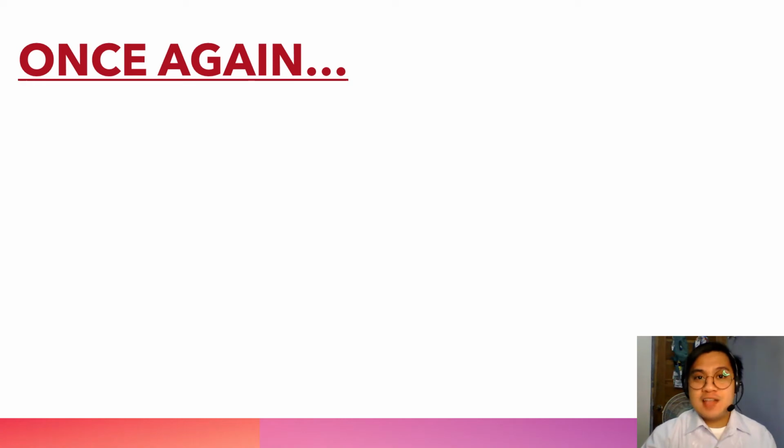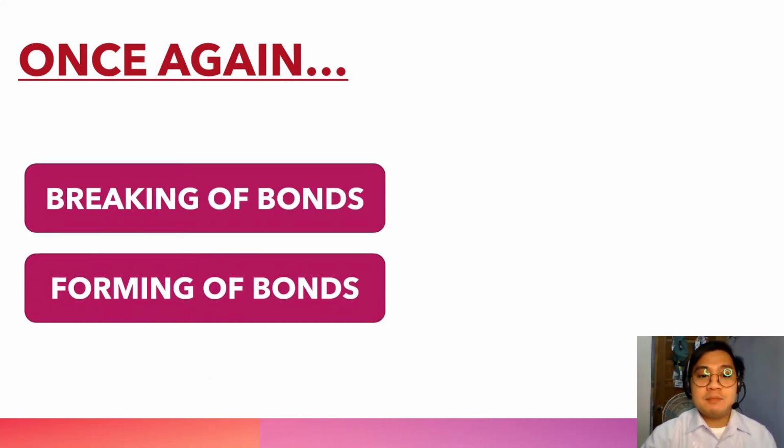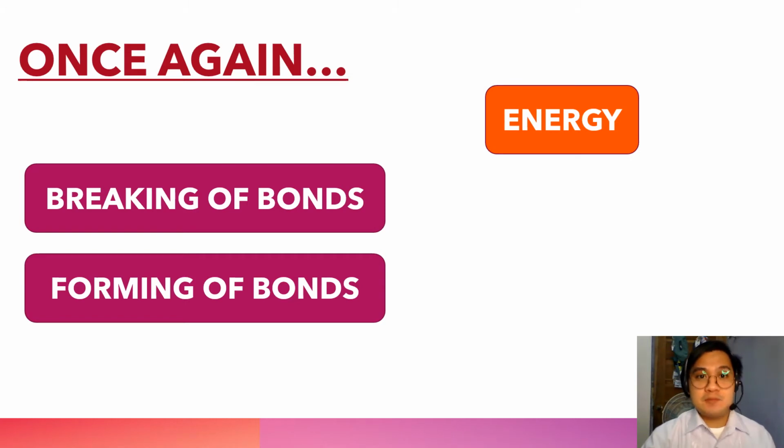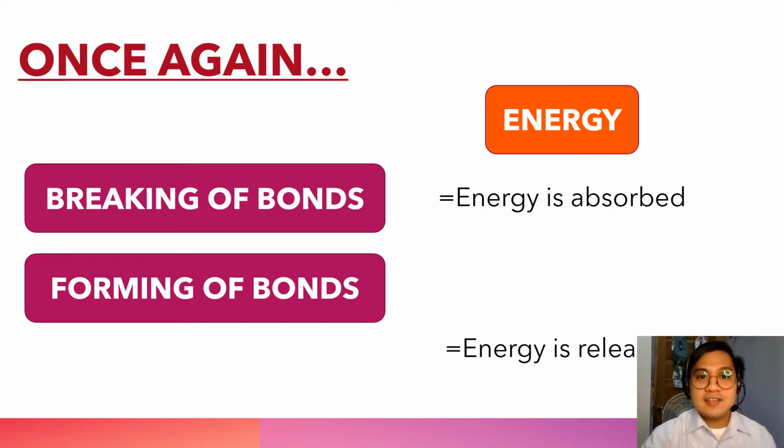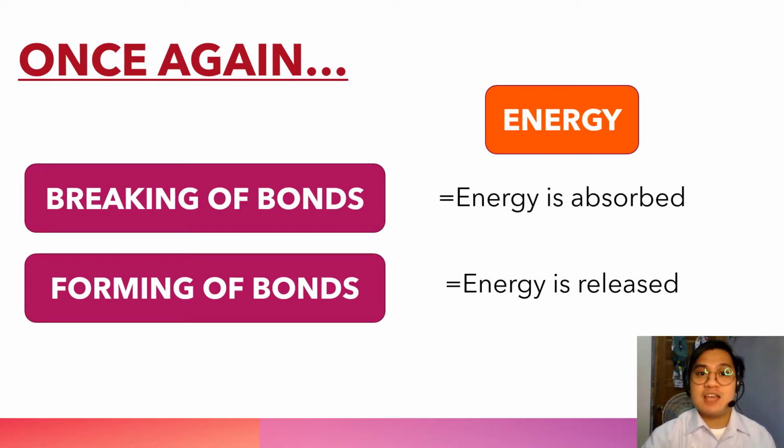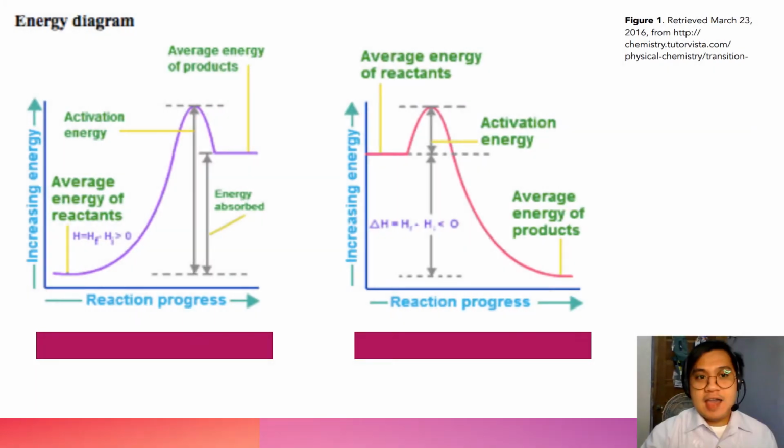It is clear to us now that during the chemical reaction, we still have two main processes involved, and that is breaking of bonds and, of course, forming of bonds. During these two processes, energy is absorbed or released. When there is a breaking of bonds, energy is absorbed, and when there is a forming of bonds, energy is released. I have here two diagrams that will showcase the two energy changes that we have discussed: the energy absorption and, of course, the energy release.